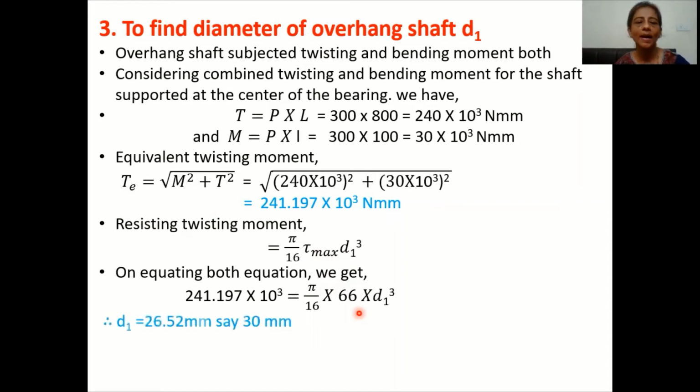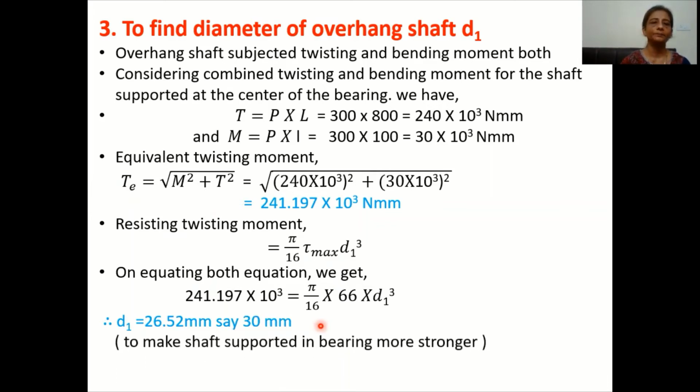diameter of the overhang shaft. You can see here it is 26.52 and D was 26.45. We took D as 28. But we want to make this overhang shaft more strong because it is subjected to twisting as well as bending both. We will be taking a little larger value, and that is 30 mm.